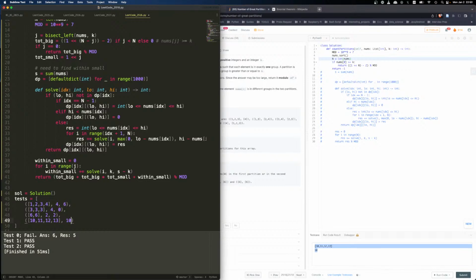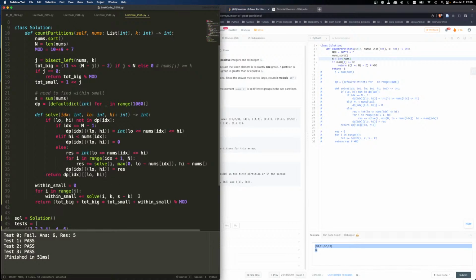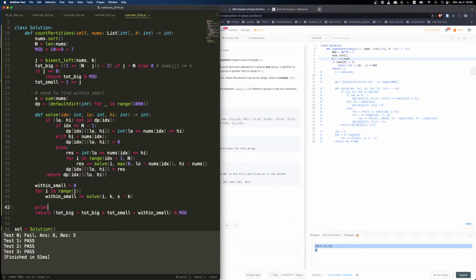This should be 14, right? We already done this. Okay, the first one. I want to print. What do we print? We're going to print total big, total small, and within small. Nah, total big is wrong. We have some.